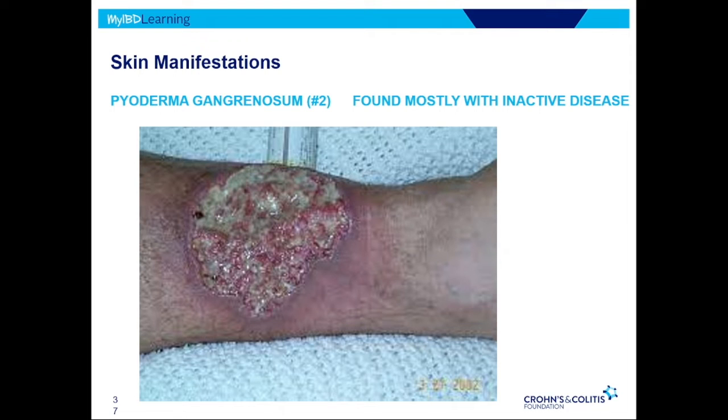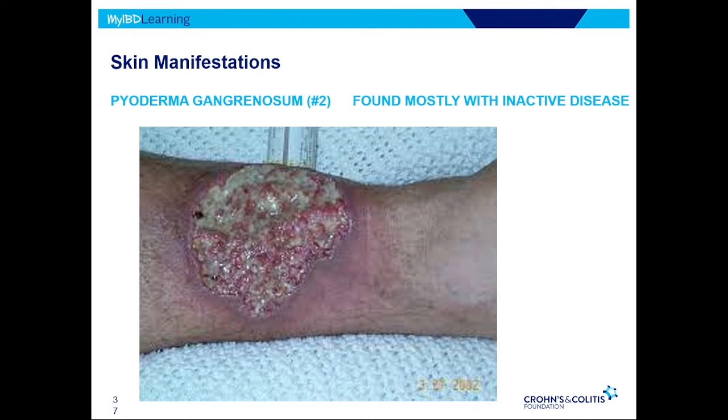If this is treated with antibiotics, it won't get better. If this is routinely taken back to the operating room and they try to clean it out, it'll just get worse. So it's just important to recognize that if you have inflammatory bowel disease and you have a skin lesion that looks like this, you really need to be treated by somebody who knows what's going on.